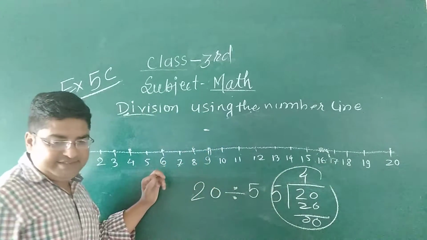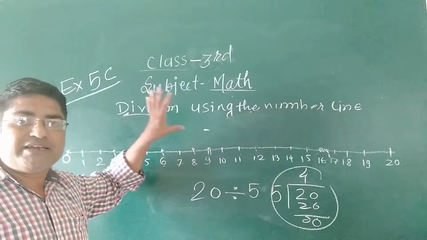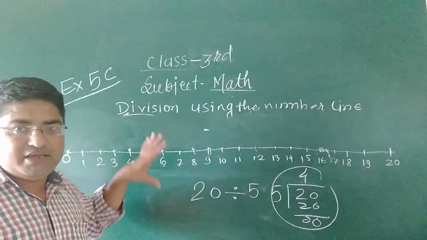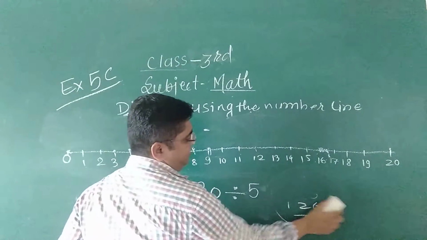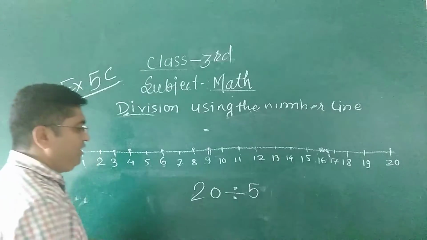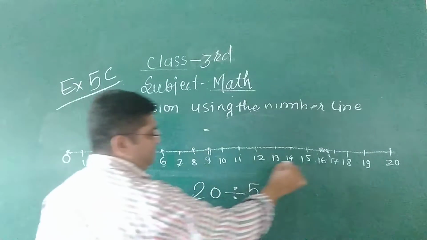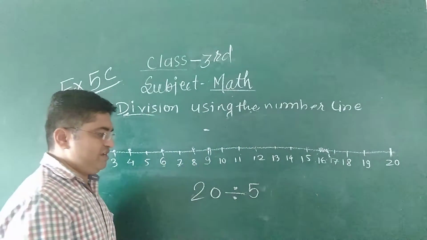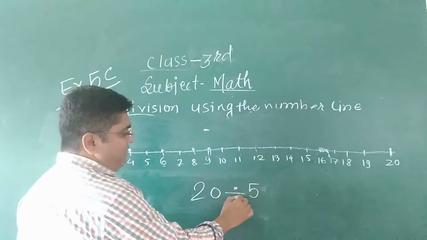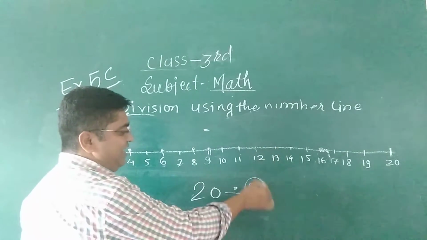But in case we have to solve the questions using the number line, how do we do it? Okay, 20 divided by 5. So what will we do? Firstly, the number line is given, up to 20. So 20 divided by 5. These 20 numbers that are given, we have to divide them into groups of 5.